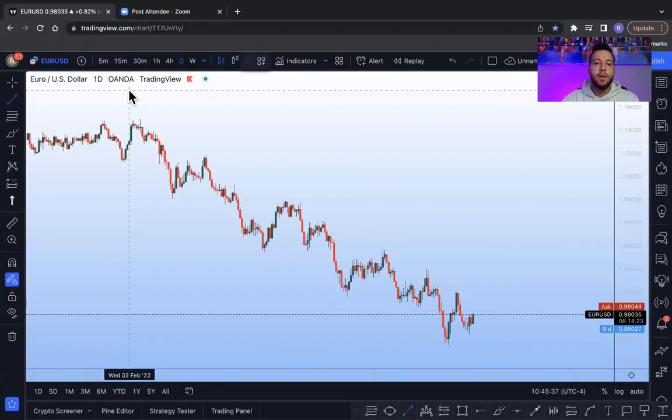It's important to remember that the Fibonacci tool is not the only qualitative tool that you're going to use to find trades.